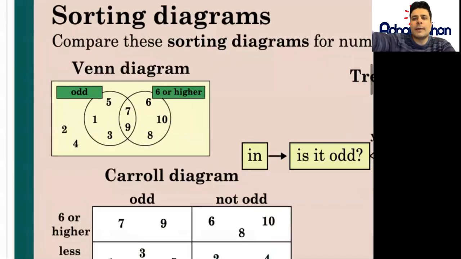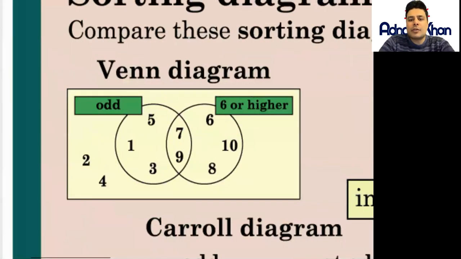So for example, here we have two circles, a circle on the left and a circle on the right. The circle on the left has a title of odd numbers and the circle on the right has a title of 6 or higher. So odd numbers on the left-hand side of the circle are 5, which is correct, 1, which is also correct, and 3, which is also correct.